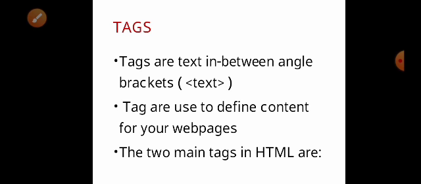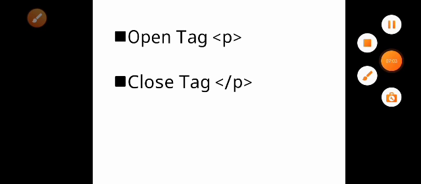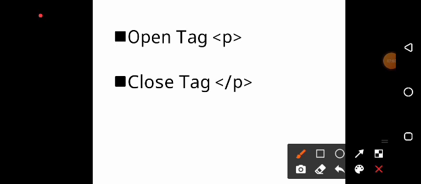The two main tags are the open tag and the close tag. So the open tag looks like this, while the close tag looks like this. The difference between them is that the open tag has no slash, while the closing tag has a slash at the back. That's just the difference between the open tag and the close tag. But they are both inside the angle brackets, meaning they are both inside the lesser than and the greater than symbol.